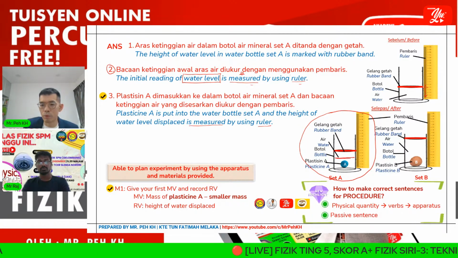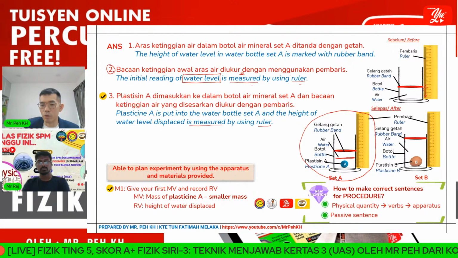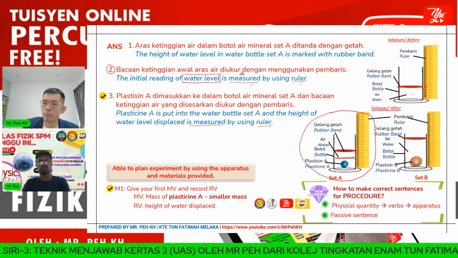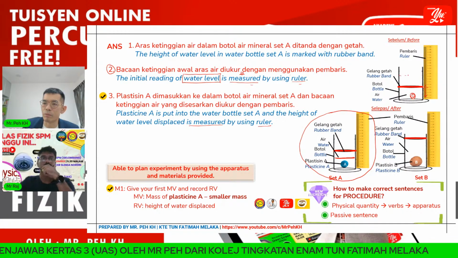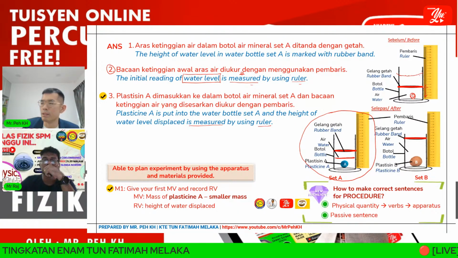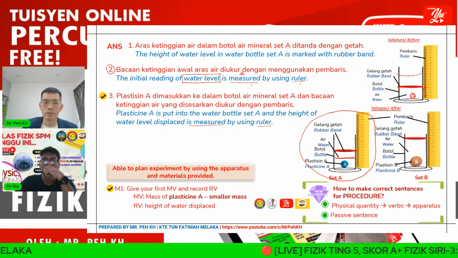After you put your plasticine into water, the water level rises, so you measure, or you adjust your rubber band. Initially, you see it's at this level. So when you put plasticine, the water level definitely will increase, right? So you have to adjust your rubber band to here. Then use a ruler to measure the height. Okay, so this will be the first mark where I show you here.